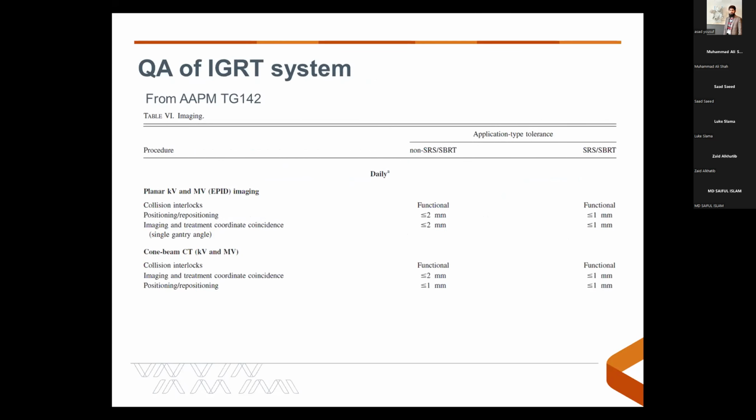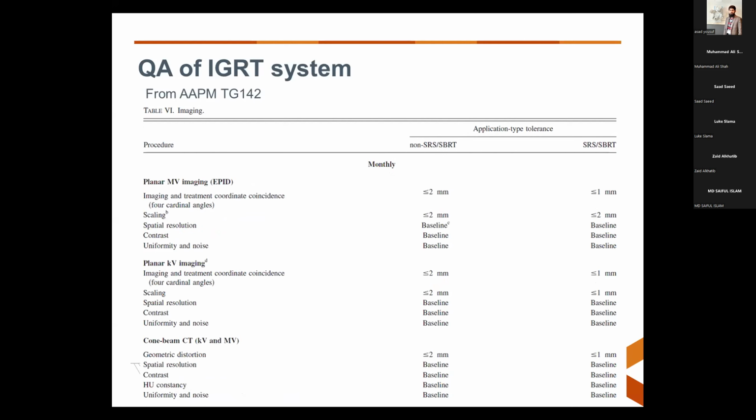QA, so I'll quickly go through this. From AAPM TG142, daily QA: you do collision interlocks, positioning. This is based on a Linac-based OBI and MV imager panel. So collision interlocks, positioning, repositioning. This is basically just the ability to move the couch based on image matching, image and treatment coordinate coincidence, or kV MV imager center coincidence. For cone beam CT, you do collision interlocks. They're basically the same tests as the planar kV.